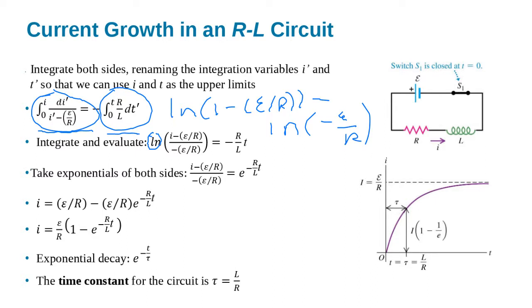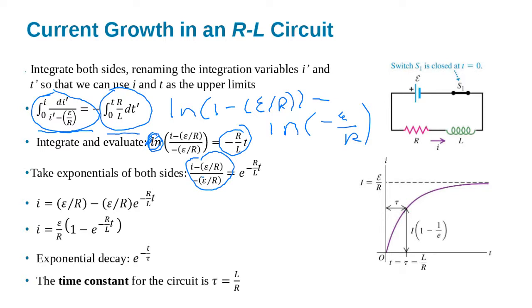And we want to get rid of this natural log, so we can take exponentials of both sides. If we take an exponential of a natural log, we'll just get rid of it. So that just leaves us with this part, and then taking the exponential of this part, we've got e to the power of minus R over L times t.